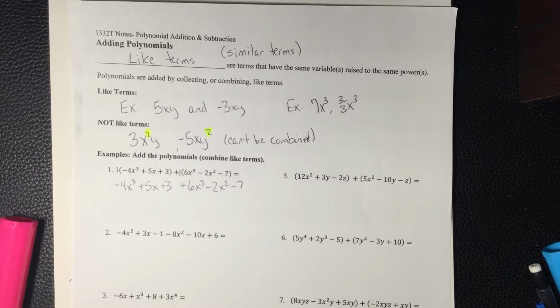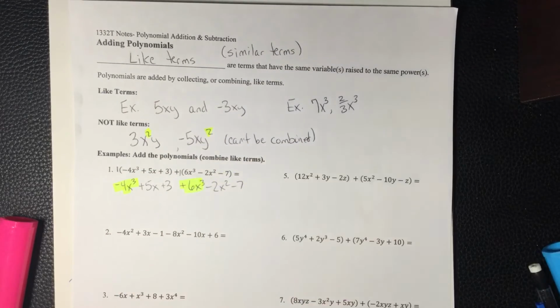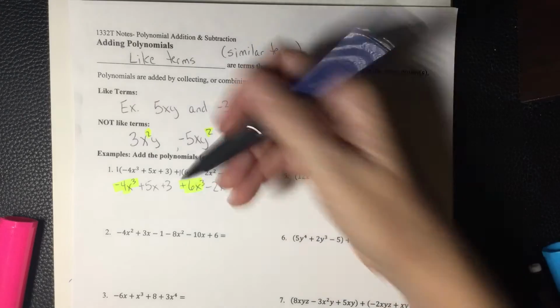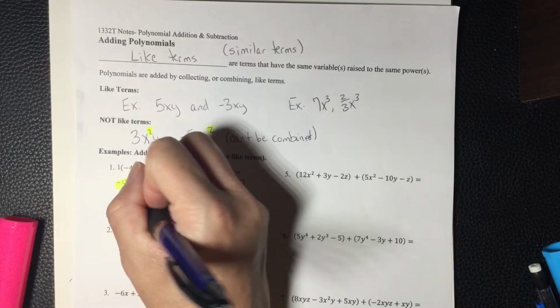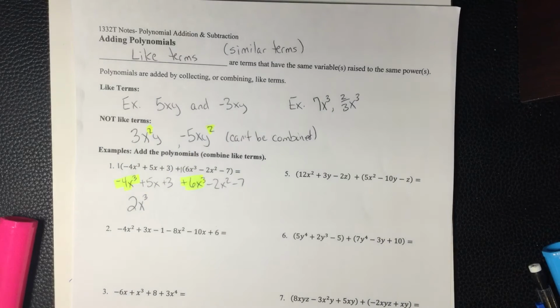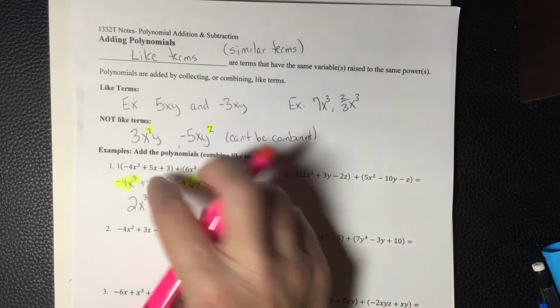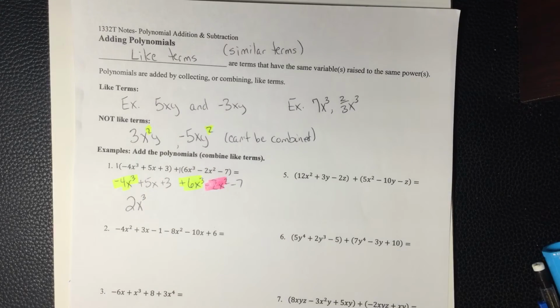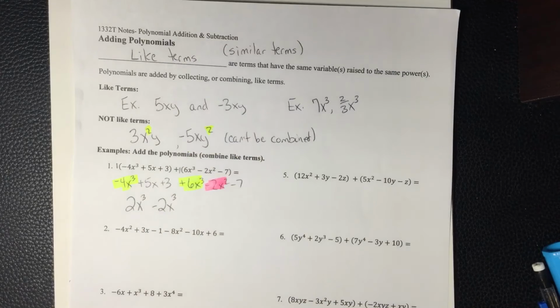So all you have to do is find your similar terms. Okay, so notice both of those end in x cubed. So I'm going to say 6 minus 4 is 2. So that's going to leave me with 2x cubed. Now if I move down to x squareds, notice I only have one. There's an x squared here, but no x squared over there. So that one I'm simply going to bring down. There's nothing to combine with it.